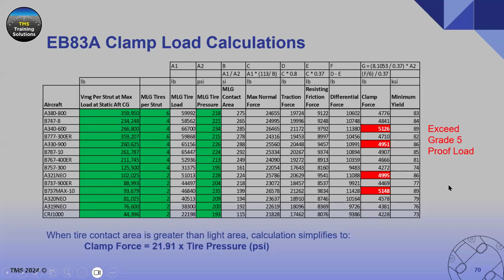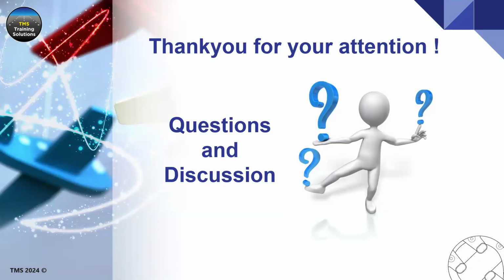So this is all information that airports individually can find and use based on their operation and still be EB83 compliant, and not necessarily have to use grade 5 bolts or follow the final recommendations for the A380 that are in EB83A. All right, next. I think that's it. Yeah.